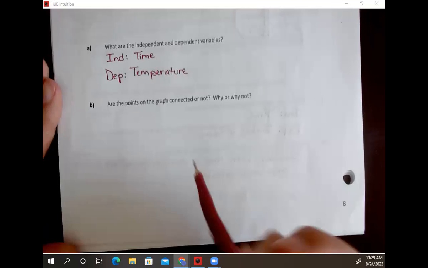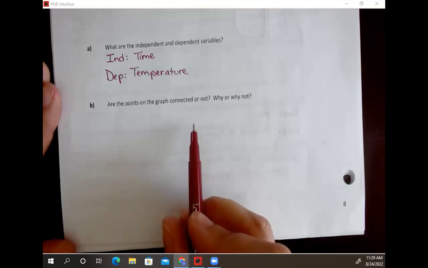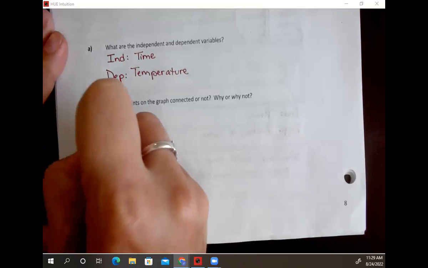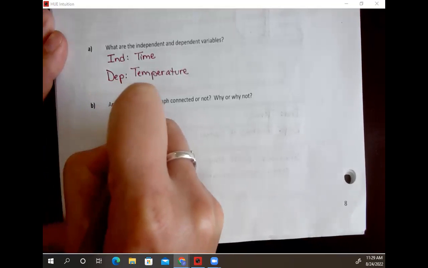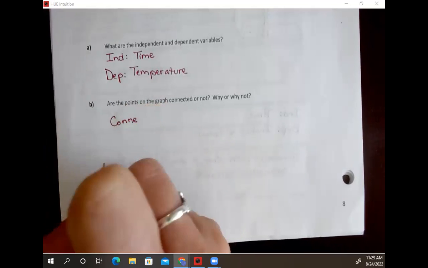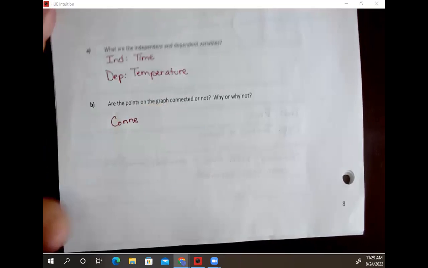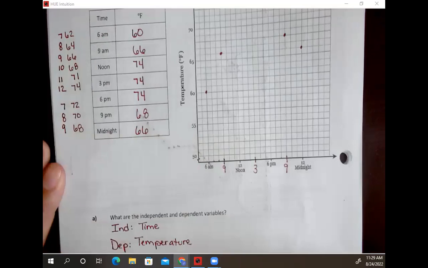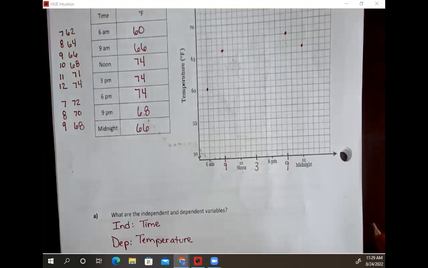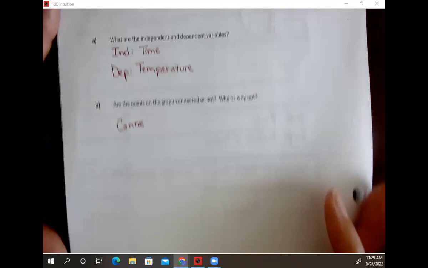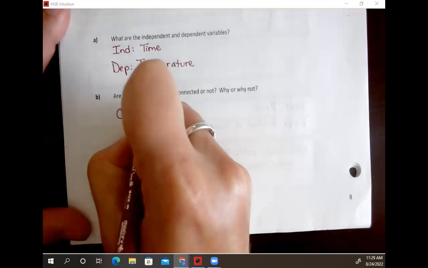The final question I need to ask myself, are the points on this graph connected? Yes, why? They can be any number, right? My time continued on, like I know our table jumped from 6 a.m. to 9 a.m., but we had all the times in between, all the individual microseconds in between there. And our temperature could be any value in between the ones that we've seen as well. So our graph is connected.